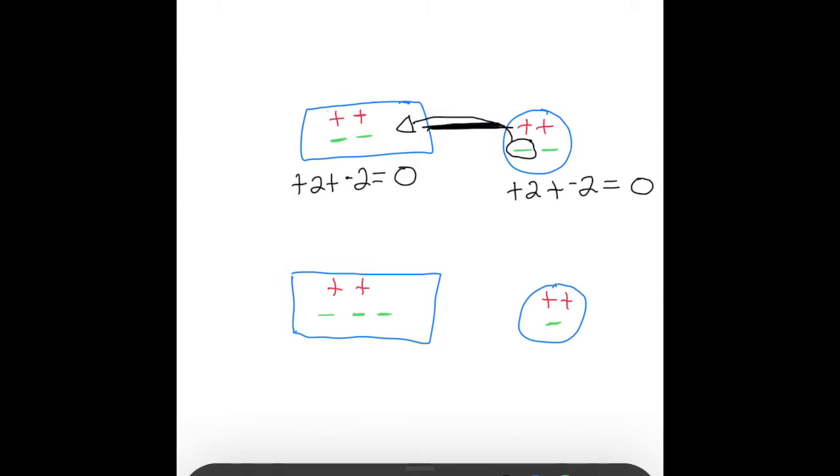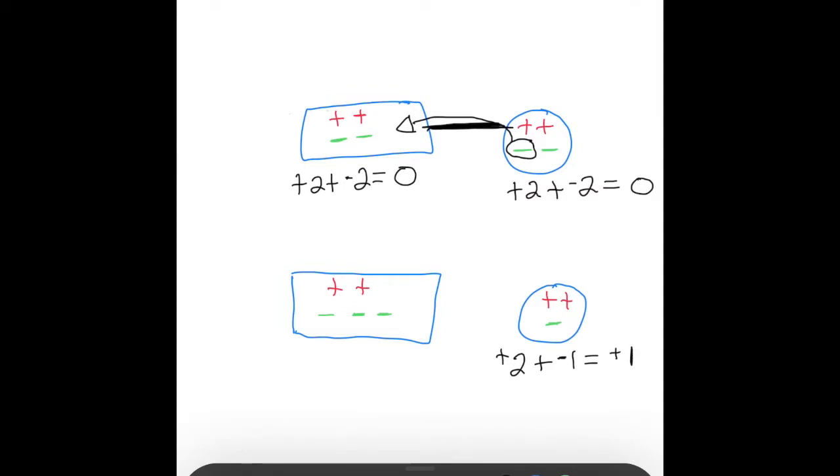If we want to check if the balloon or the box are positive or negative, this is what we're going to do. We have two positive plus one negative. Now the charge of the balloon is going to be what?